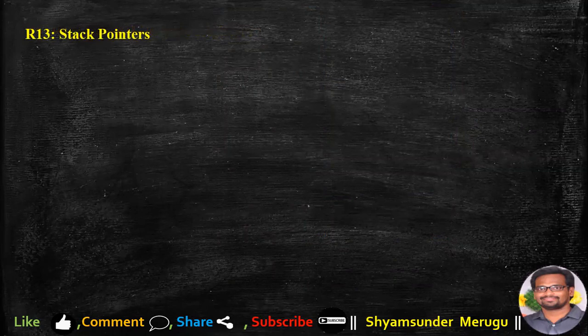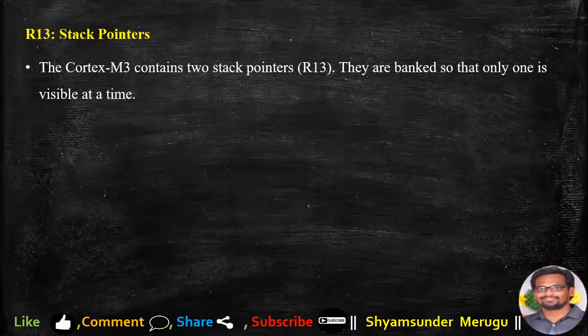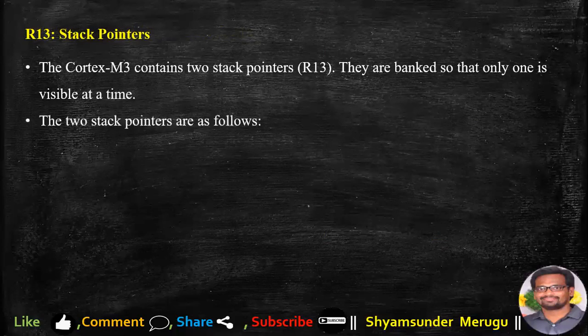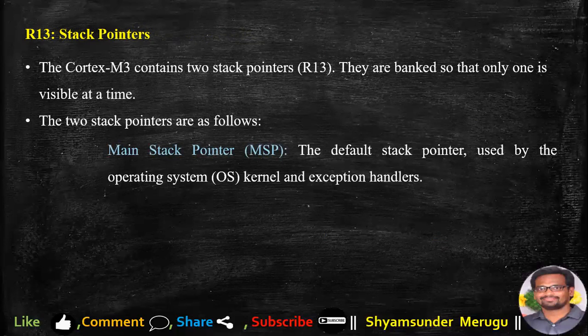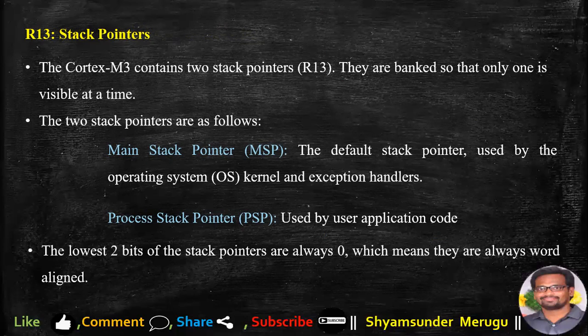Coming to R13, which is also known as the stack pointer register. The Cortex M3 contains two stack pointers of R13. They are banked so that only one is visible at a time. The two stack pointers are as follows. Main stack pointer, MSP, the default stack pointer used by the operating system kernel and exception handlers. Process stack pointer, PSP in short, used by user application code. The lowest 2 bits of the stack pointers are always 0, which means they are always word aligned.